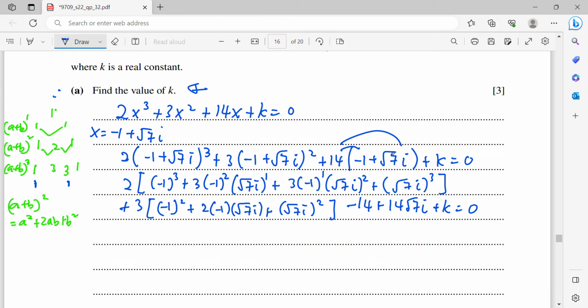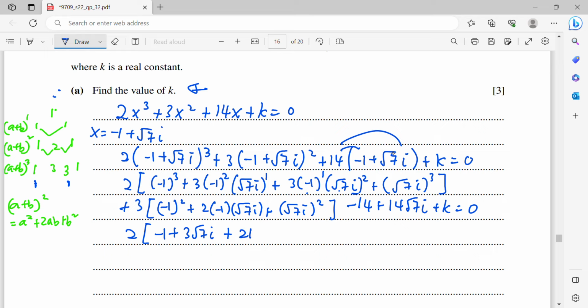Okay, next is to simplify all the terms. So I will get 2 bracket minus 1 cube is minus 1. Then the next term is going to be plus 3 square root 7i. And then now for the third term, i squared is minus 1. So minus and minus becomes plus. Therefore, 3 times square root 7 squared, it is 21. So I will change to 21.